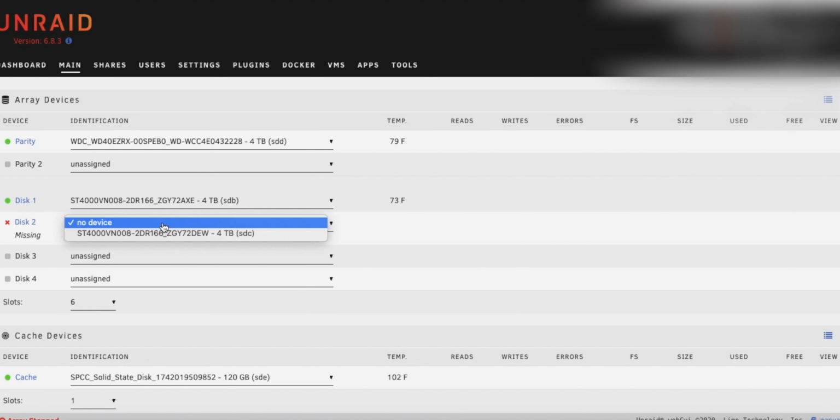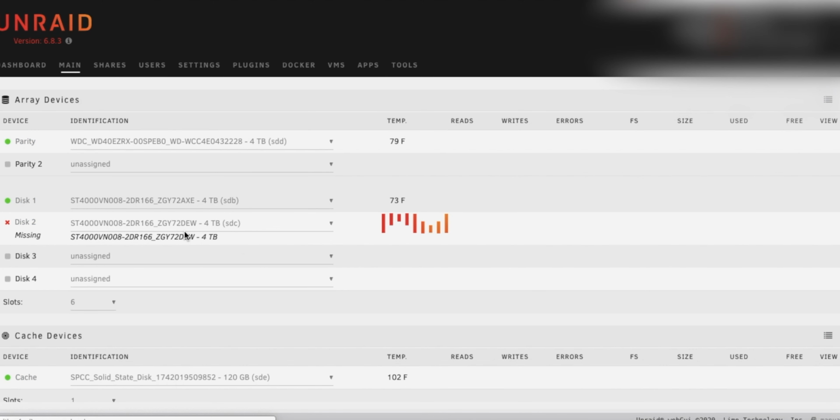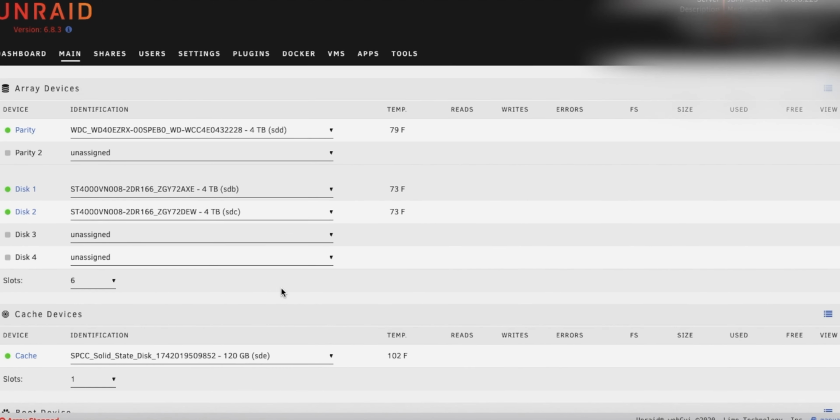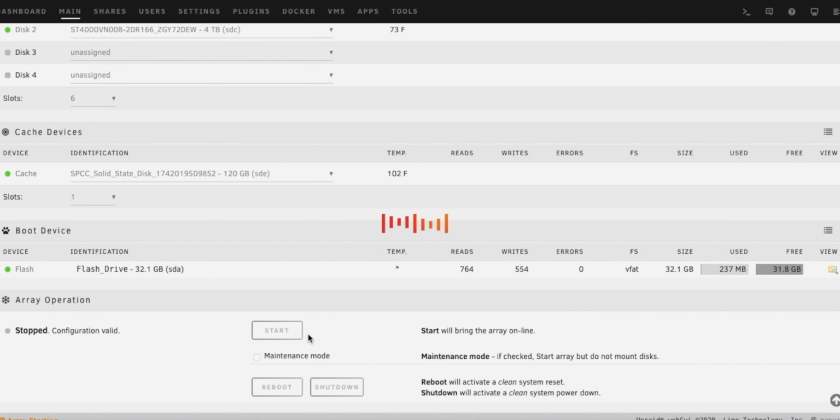The XFS file system makes it easier in UnRAID to keep adding hard drives. So let's say you have 3 hard drives and you get another one and you want to add it in, you can do that. Whereas it's harder to do this in FreeNAS because it uses the ZFS file system.